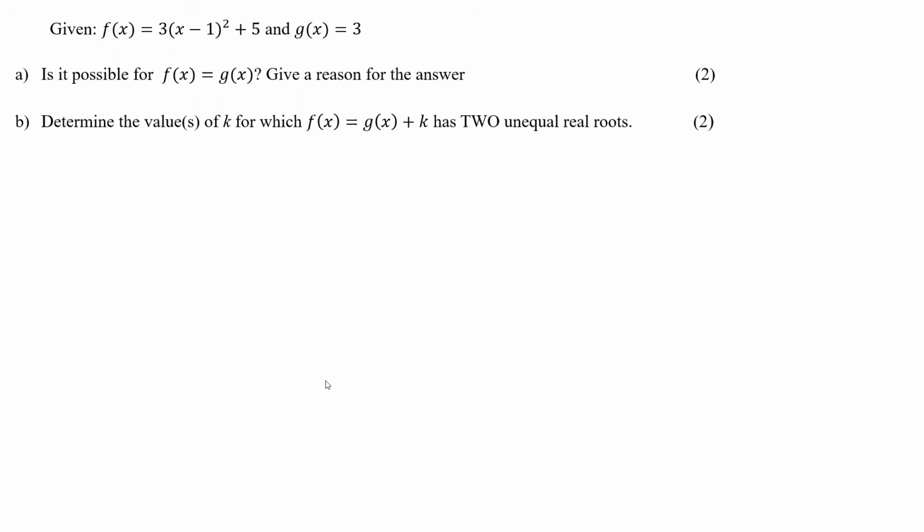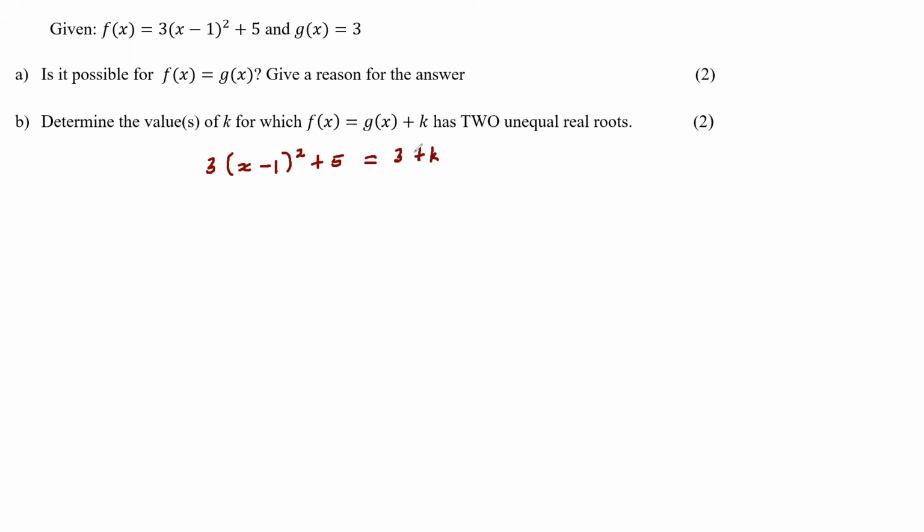Let me try the last one. It says determine the values of k for which f of x is equal to g of x plus k has 2 unequal roots. Let me just play around with this. f of x, who are you? I am 3 times x minus 1 squared plus 5, is equal to g of x plus k, which is 3 plus k. All right, beautiful.